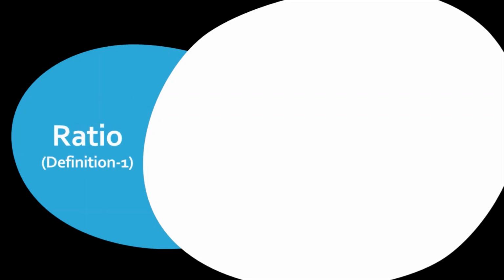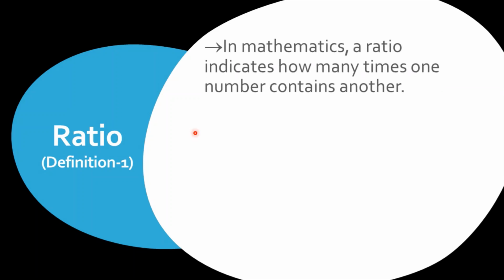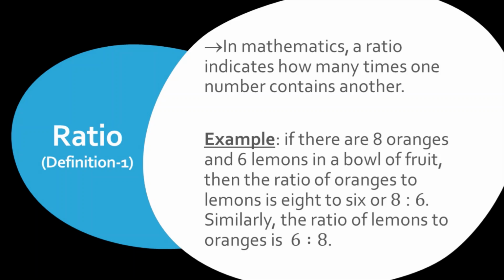So my dear students, I hope you enjoyed the video. So let us discuss some basic things. At first, ratio, definition 1. In mathematics, a ratio indicates how many times one number contains another. Let us see an example.